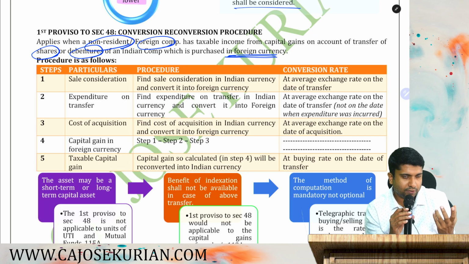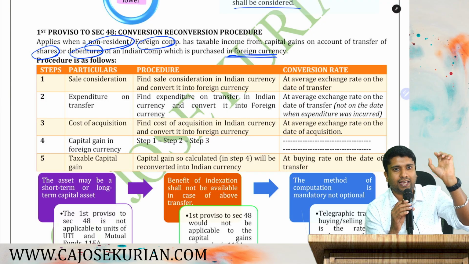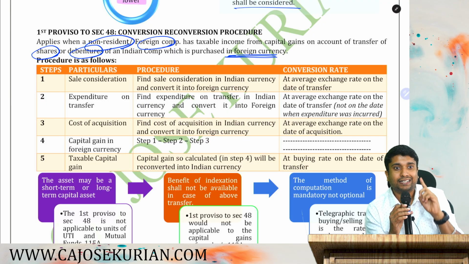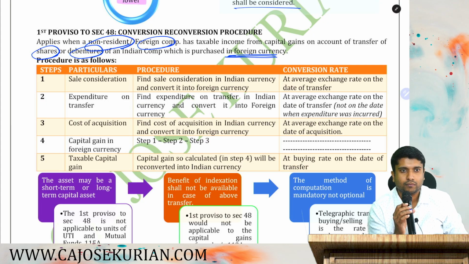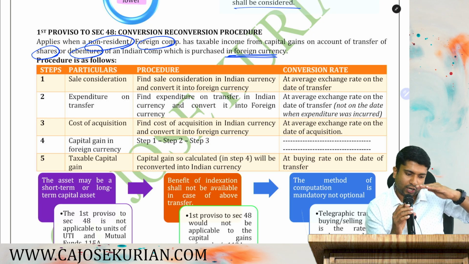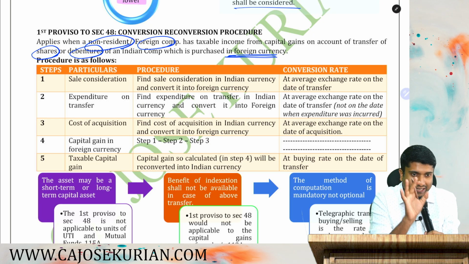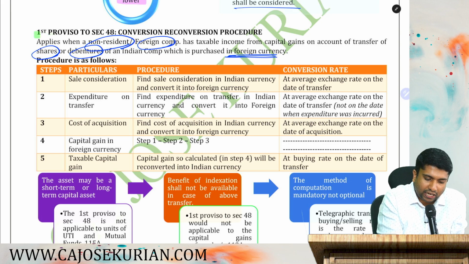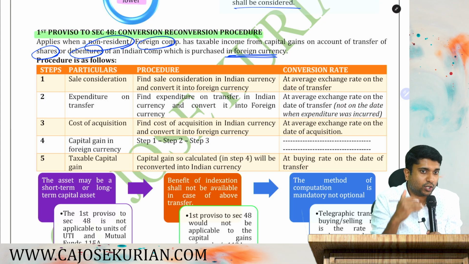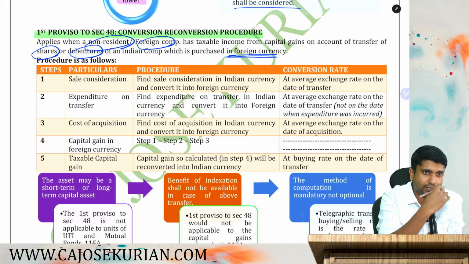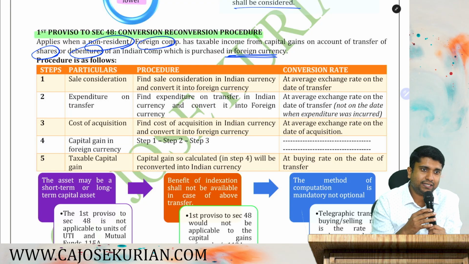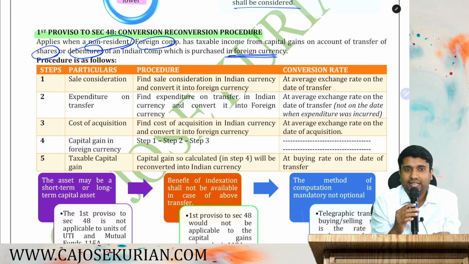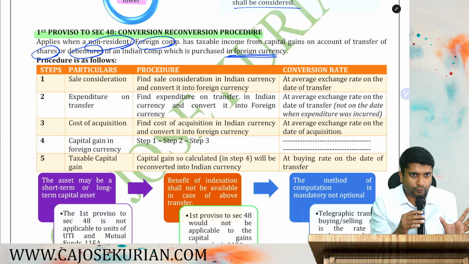we need to compute capital gain. While computing capital gain, there can be one problem. What is that problem? There can be a foreign exchange fluctuation. Yes or no? To accommodate that foreign exchange fluctuation, you need to compute the capital gain in accordance with the first proviso to section 48. Let's understand how we consider that.